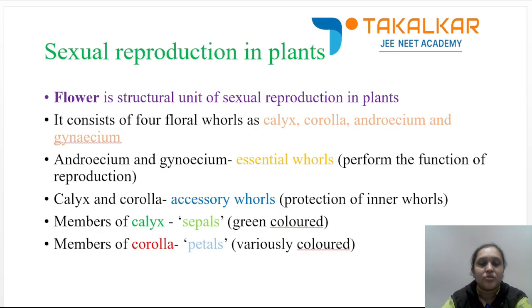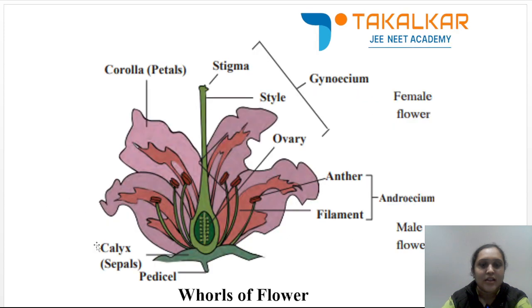So what is sexual reproduction in plants? Flower is known as the structural unit of sexual reproduction in plants. It consists of four whorls: calyx, corolla, gynoecium, and androecium. The calyx is made up of sepals which are green in color. These are responsible for photosynthesis as well as for protection of the inner whorls.